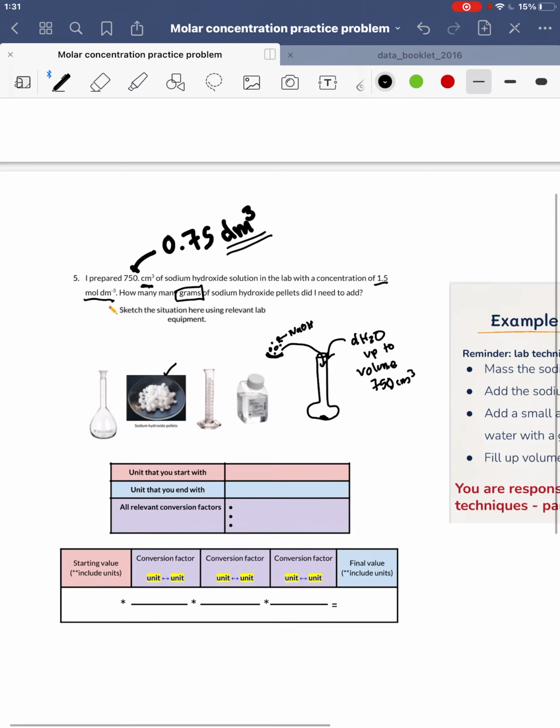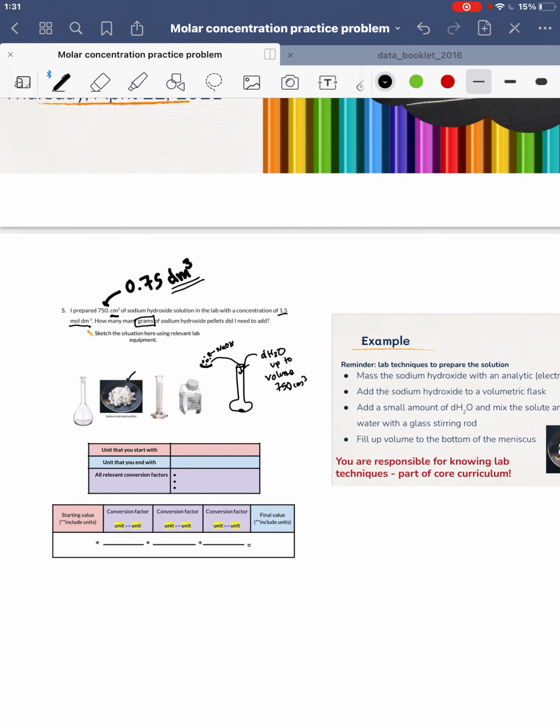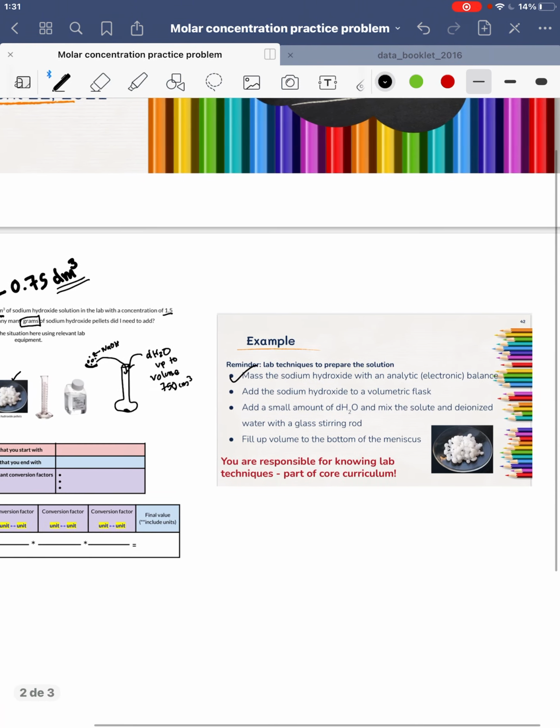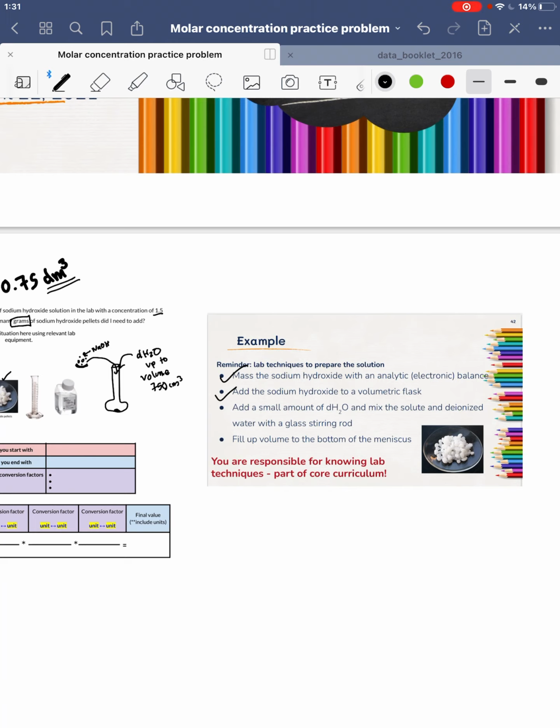We can see here the lab steps. We need to mass the sodium hydroxide with an analytical or electronic balance. We needed to add the sodium hydroxide to a volumetric flask. I then add a little bit of water. I dissolve my solute in that small amount of water. I stir with a glass stirring rod, and then I carefully fill up to the volume that I wanted with the meniscus. I should also be using a funnel to do that.